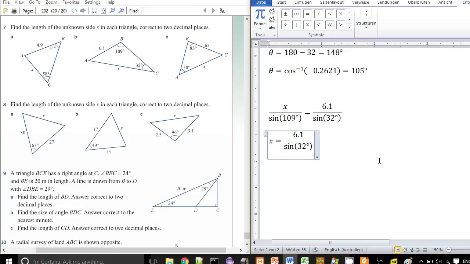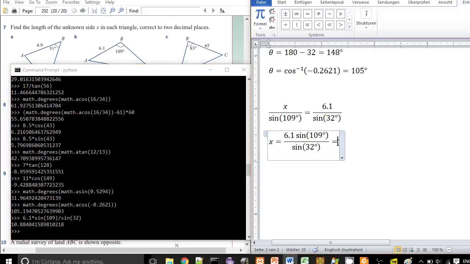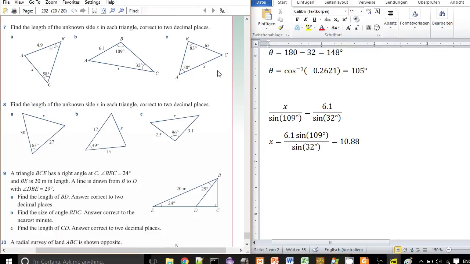So if I put it here, the problem is sometimes on your calculator if you don't remember to put the brackets in, you can end up timesing 109 by 6.1 by mistake, and you don't want to do that. So it just tends to be better to put it after, like that. And it's a length that we're finding, so there are no units, that's fine. 2 decimal places. So 6.1 times sine 109 over sine 32 is 10.88. The next decimal is a 4, so that's fine. I'm not going to do the others, they're the same.